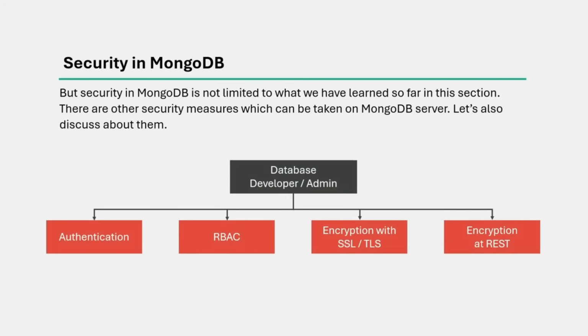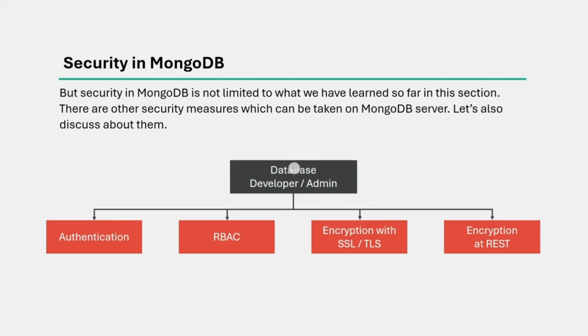So what security measures you can implement as a database developer or database administrator? First of all, you can implement authentication. So we learned how we can implement authentication on MongoDB server. Authentication ensures that only authorized users can access the MongoDB server, and by default, MongoDB doesn't enable authentication. So in order to add authentication on your MongoDB server, you need to enable it.